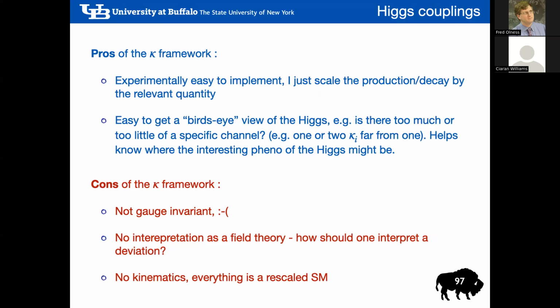And the final thing, which is bad for everybody: this sounds like it's bad for theorists, so experimentalists won't care. But this one is bad for experimentalists too, because everything is just a rescaled standard model. So you never get any kinematic information. Right? You never say, oh, you should look at Higgs with high pT, or you should look at Higgs over here, because you give up that information. You just say, oh, it just looks a bit more like the standard model. So for these three very good reasons, the kappa framework is not really the desired one anymore.